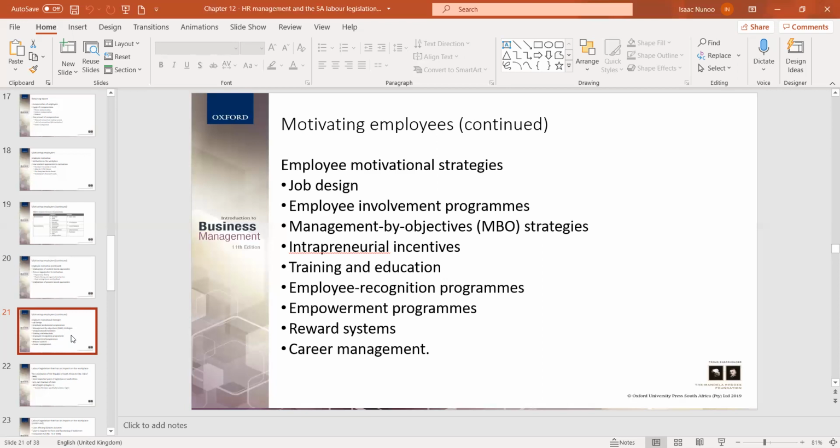And a reward system. A reward is directly related to expectancy theory. A person believes that once he puts in certain effort, there is going to be a certain reward for the person at the end. With that, the person is being motivated. Then you can also talk about career management. Career management and development is the path that an employee identifies and follows in order to achieve his or her aspirations.